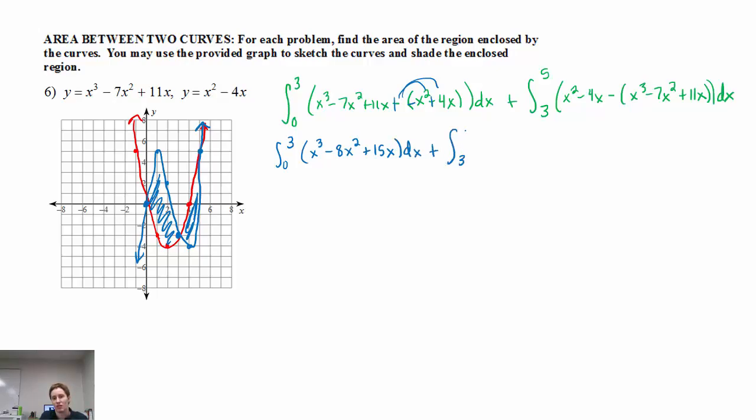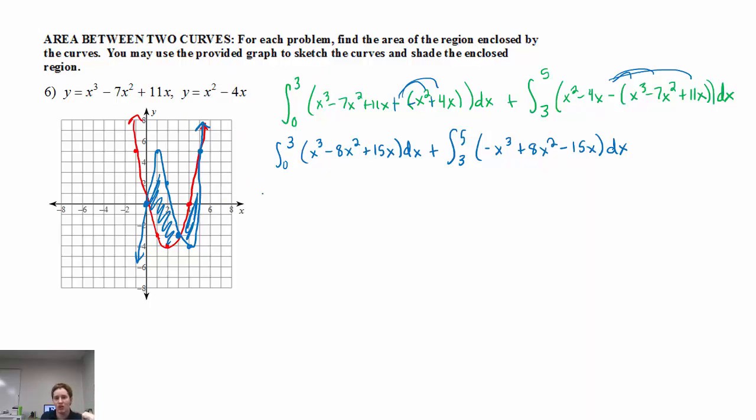And then 3 to 5. And you know, you can just write it down, or you may want to check to be sure. This is a good way to check to see if you added like terms right the first time. It is negative x cubed, and then x squared plus 7x squared is 8x squared, and then negative 4x minus 11x is negative 15x. So since those are opposite, that's a good sign.